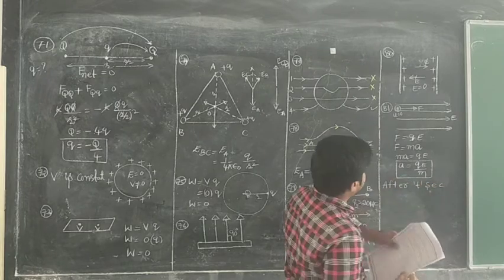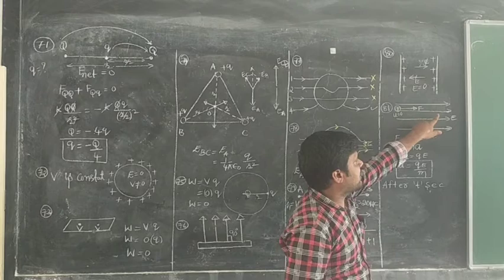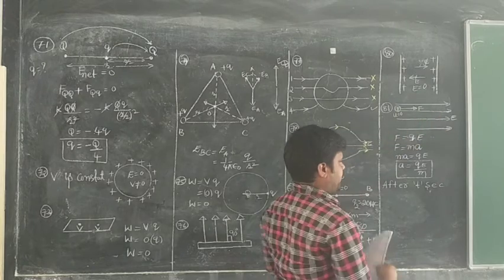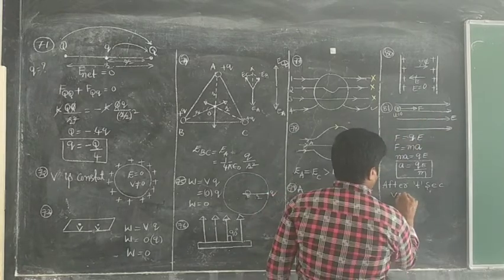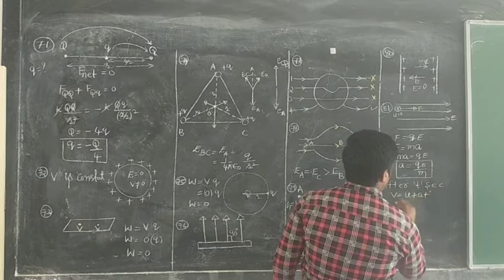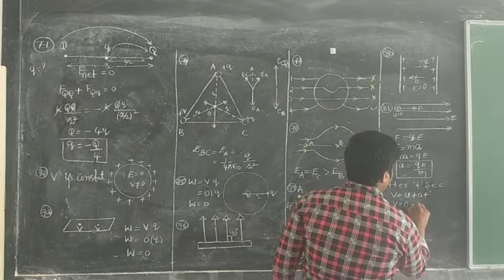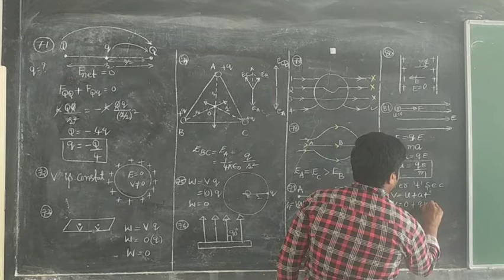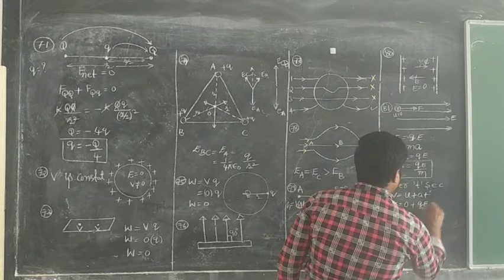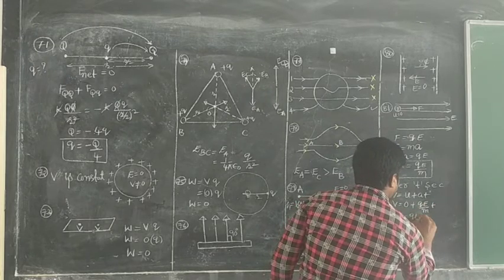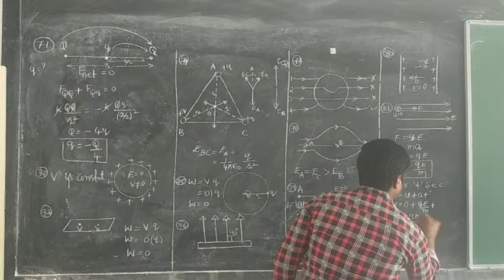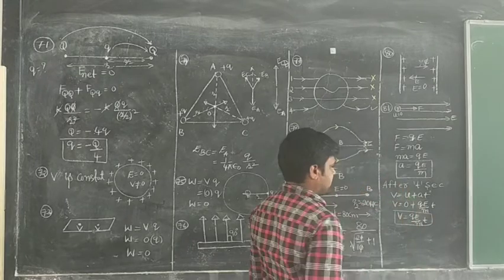What is the velocity of this charged particle in this electric field? v equals u plus at. v equals 0 plus qE divided by m into t. Now this is the velocity. qE divided by m into t is the velocity after a time t seconds.